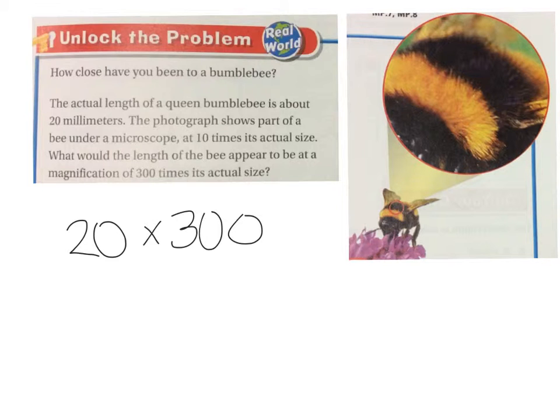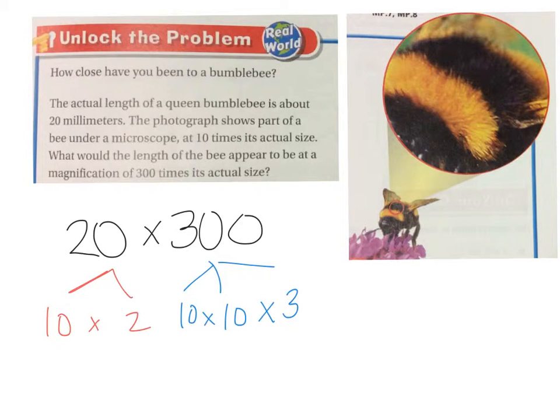Okay? So let's break it down. If I had to break down 20 into 10 times something, what would it be? 10 times 2. Now let's break down 300. 300 is 100 times 3, so how can I break 100 into 10 times something? You can do 10 times 10 times 3. Is that true? Yes. Okay, so let's first take our two numbers that are not 10, 2 and 3. Can we really quickly multiply that in our head? 2 times 3 is? 6.